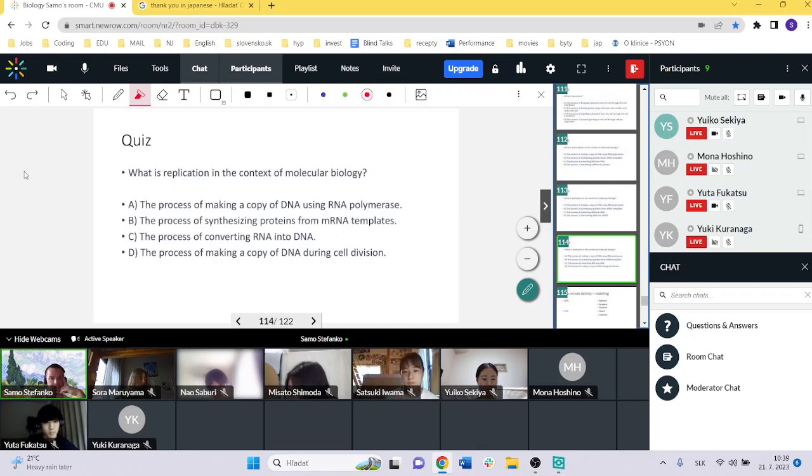Now, Yuiko, please, can you read? What is replication in the context of molecular biology? A. The process of making a copy of DNA using RNA polymerase. B. The process of synthesizing proteins from mRNA templates. C. The process of converting RNA into DNA. D. The process of making a copy of DNA during cell division. Perfect. Thank you very much.